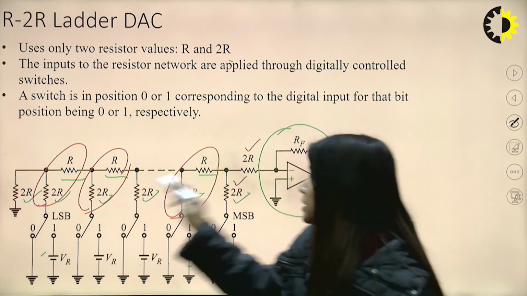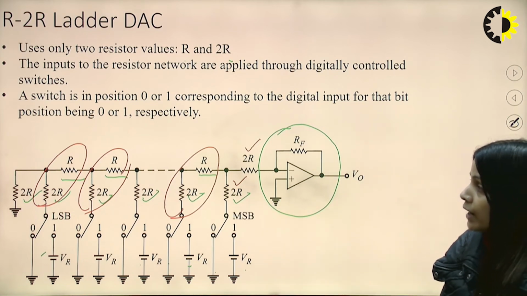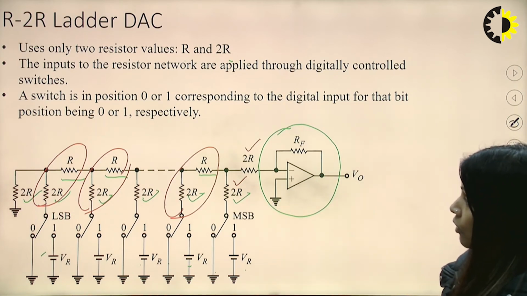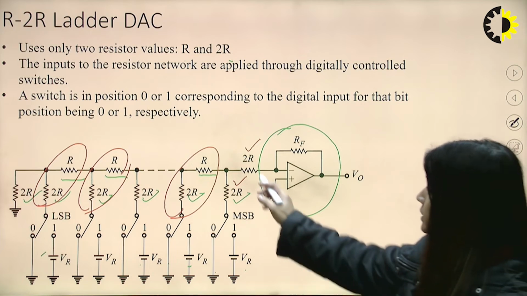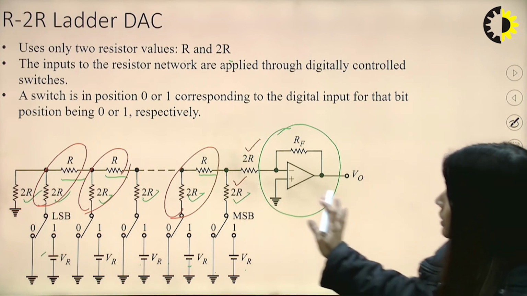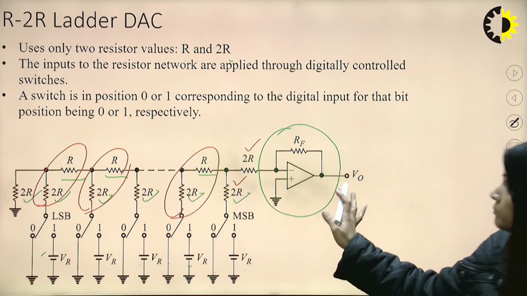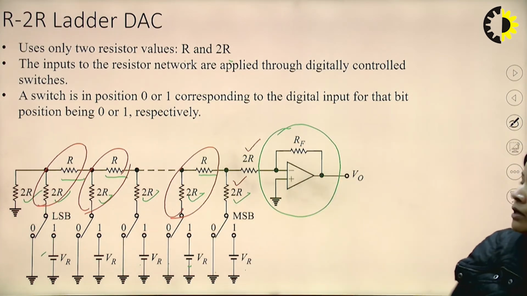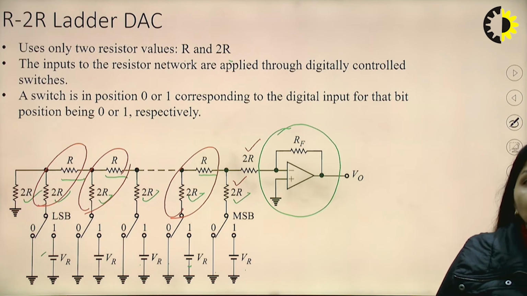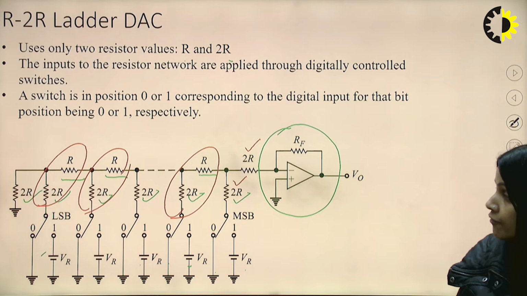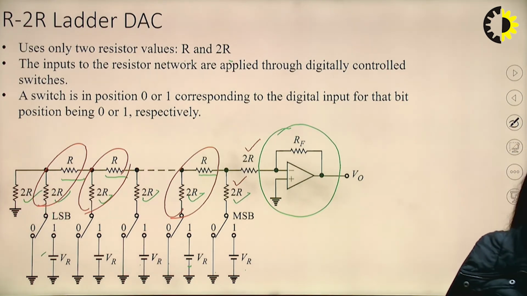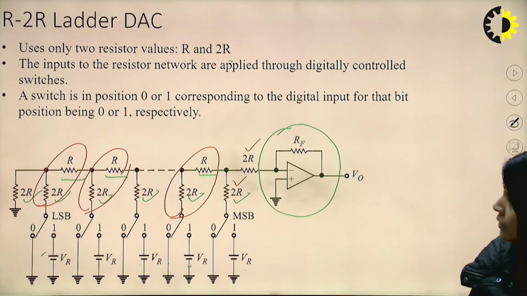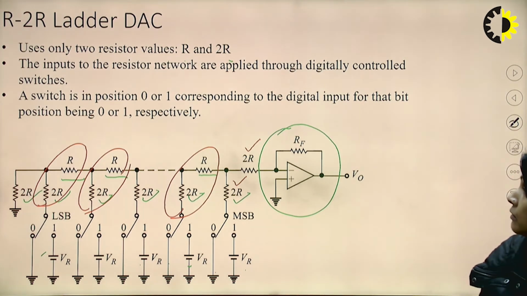So here, these three 2Rs are at the extreme corners and one 2R resistance here, and then we can make the circuit by using a simple op-amp circuit. Now the switch position may be on 0, may be on 1, corresponding to the bit which has been given to the circuit for the R to 2R ladder DAC. Now how to calculate the output voltage, let us see.